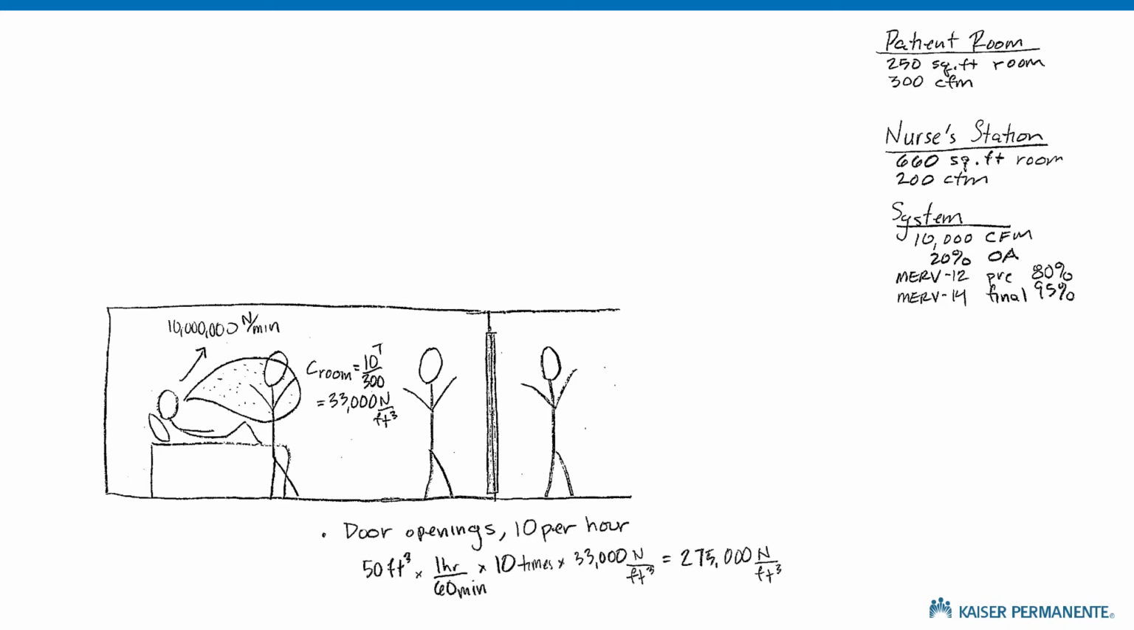Every time the door opens, 50 cubic feet of air mixes between the two spaces. So if we open that door 10 times an hour, that puts 275,000 particles per minute into the nurse's station. The nurse's station is ventilated with 200 CFM, and so the concentration over there is 1,400 particles per cubic foot.